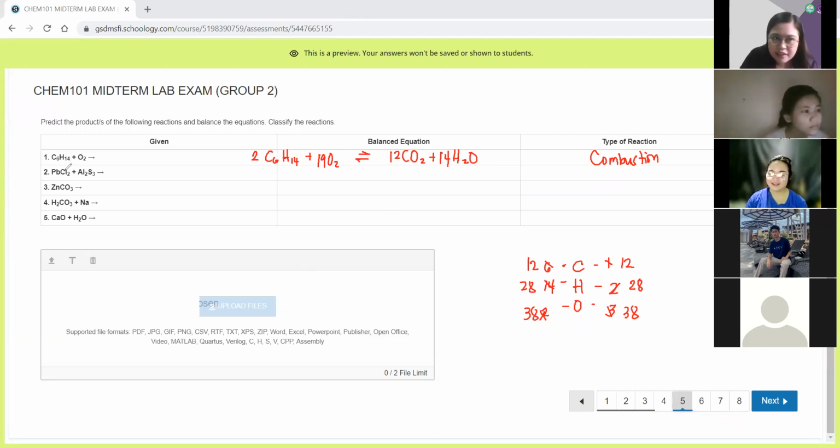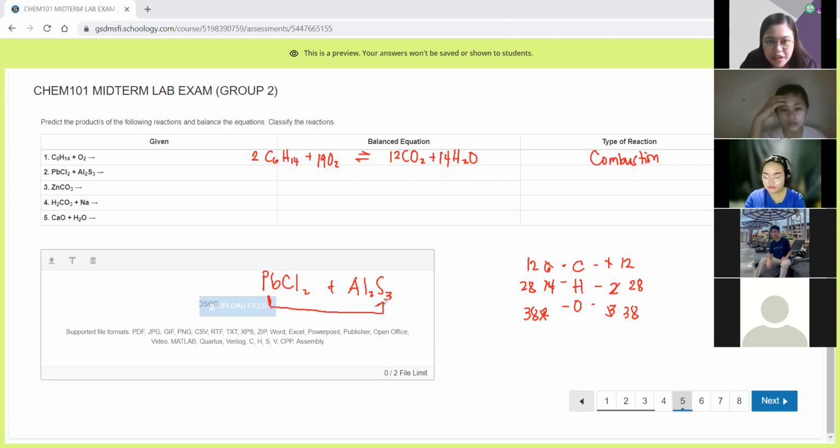Next, lead chloride plus aluminum sulfide. Take note, they are both compounds. So all we need to do here is to exchange partners. So PbCl2 plus Al2S3, we exchange partners, positive and negative. Since this is the positive in the first compound, it will now partner with the negative, which is the sulfide.